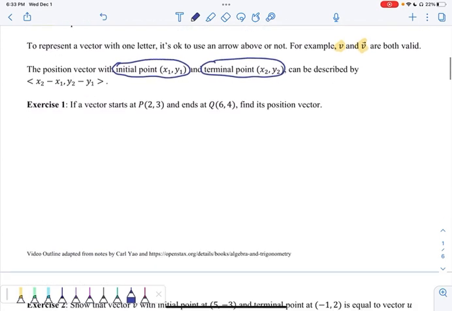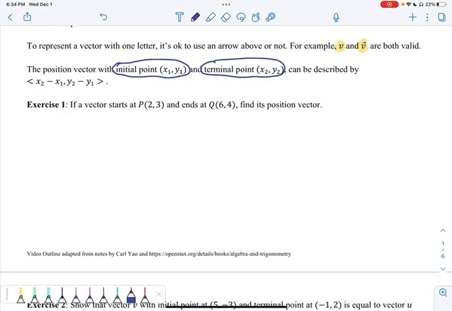So let's look at this exercise. The vector starts at the point (2, 3) and ends at the point (6, 4). Find its position vector. Okay, so this vector that's being described does not start at the origin, but what a position vector is really saying is if the vector started at the origin, then what would its terminal point be? That's another way of thinking about a position vector.